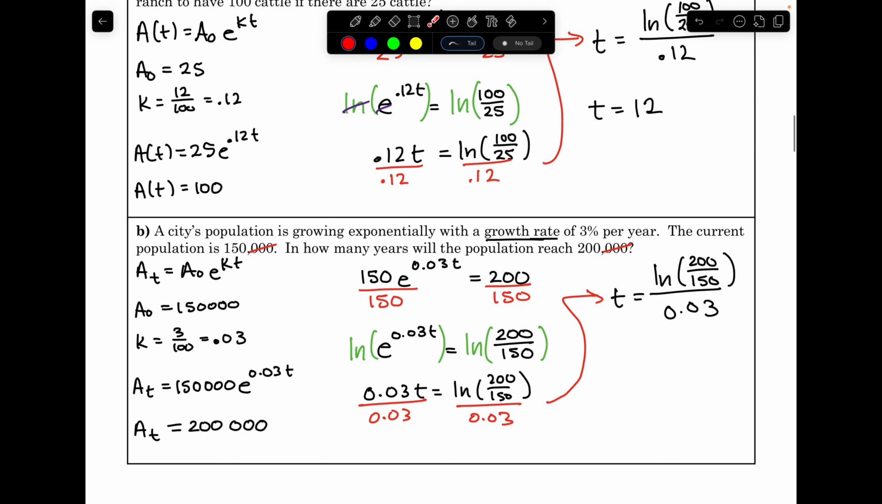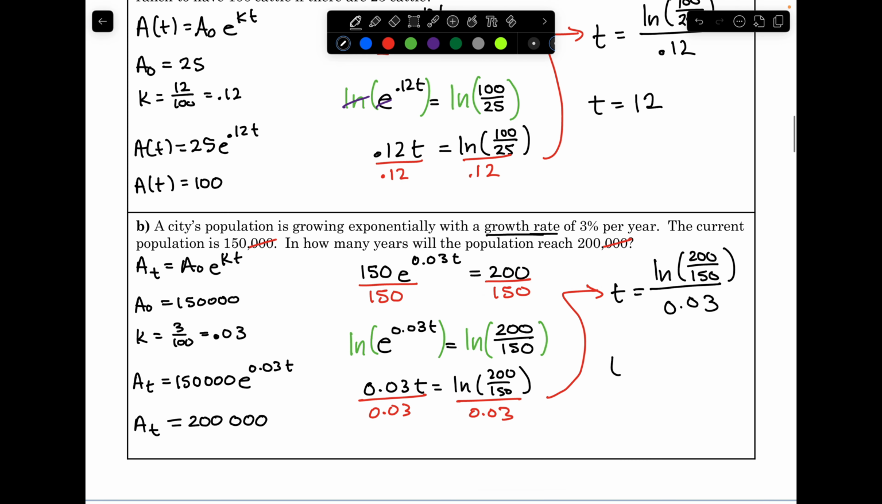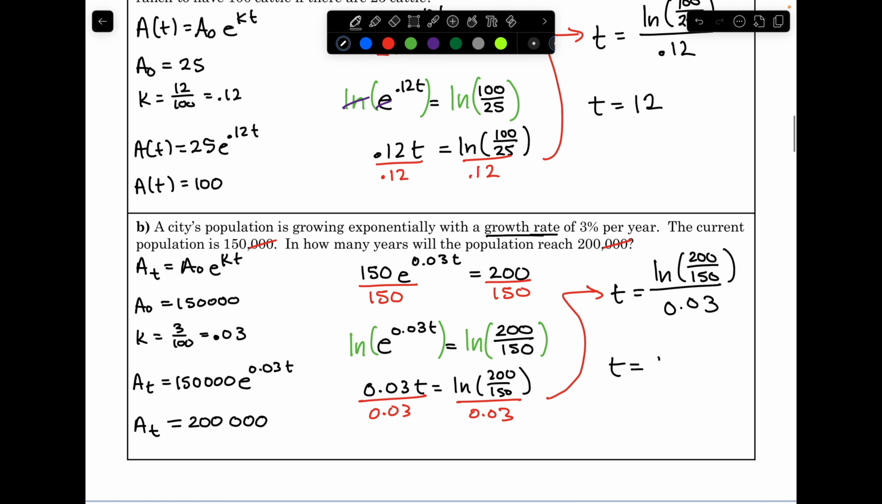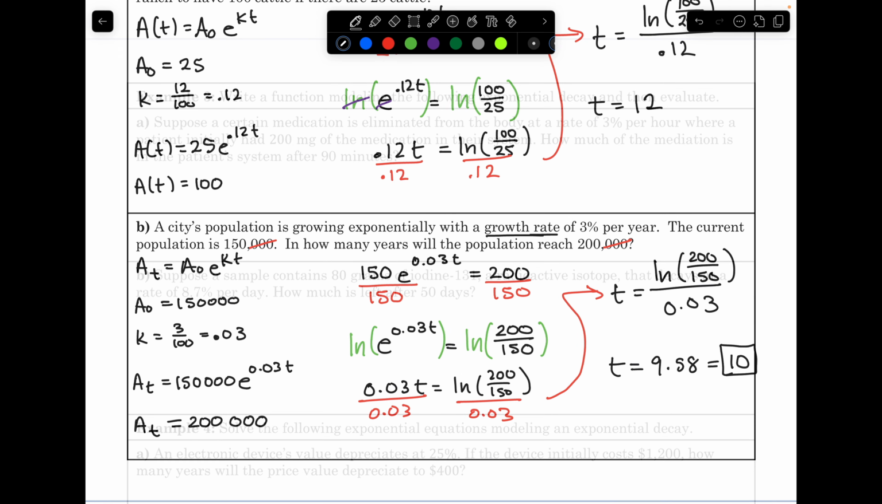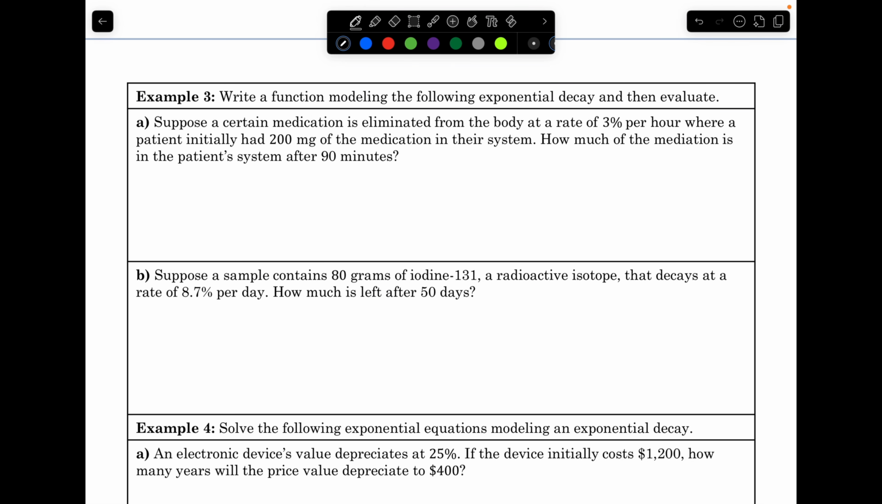Now, I'm going to plug this into my calculator off screen. By doing that, I will get that the value of t equals 9.58. When I round it to the nearest whole number, that's going to be 10 years.